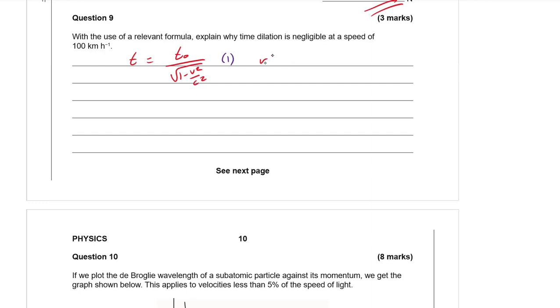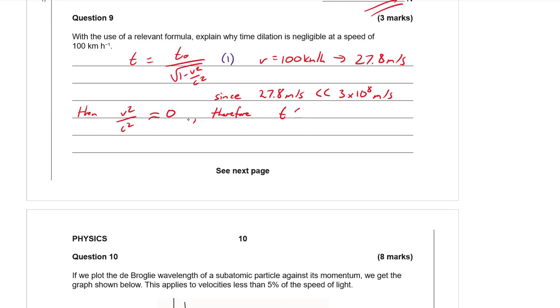So if I find the velocity first, 100 kilometers per hour, if I convert that, that's going to be 27.8 meters per second. So I would say that since 27.8 meters per second is much, much smaller than 3 times 10 to the 8 meters per second, then this factor, the v squared on c squared, will come very close to 0. So if that goes very close to 0, the measured time will be very close to the proper time. And something along those lines is how I'd explain it, but subbing in the values helps too.